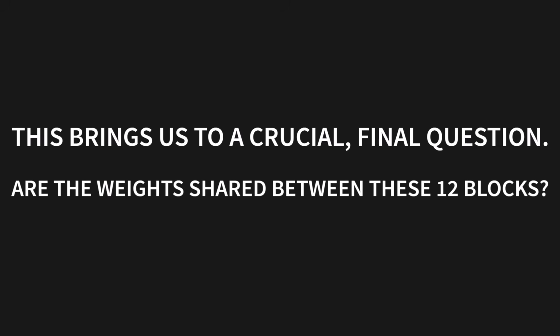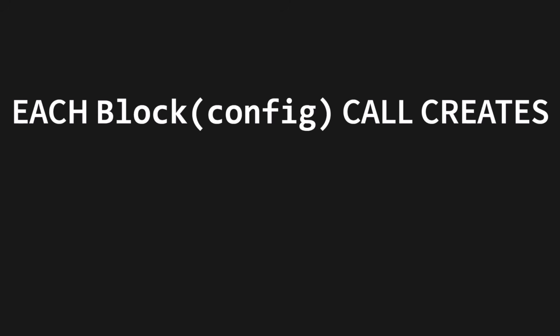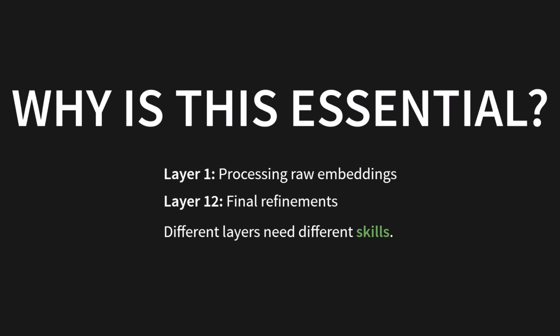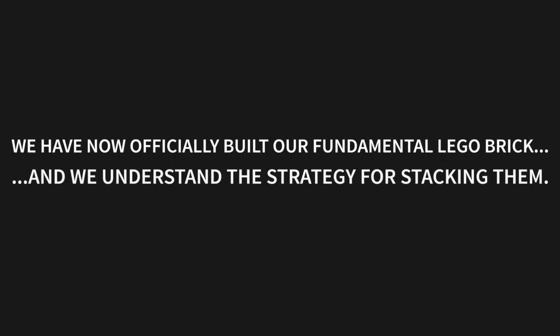This brings us to a crucial final question. Are the weights shared between these 12 blocks? Absolutely not. Each call to Block of config creates 12 independent objects, each with its own unique weights. Why is this essential? Well, think about it. Layer 1 is processing raw embeddings. Layer 12 is making final refinements. Different layers need different skills. By giving each block its own set of weights, we allow each layer to specialize in its part of the job. We have now officially built our fundamental Lego brick, and we understand the strategy for stacking them.